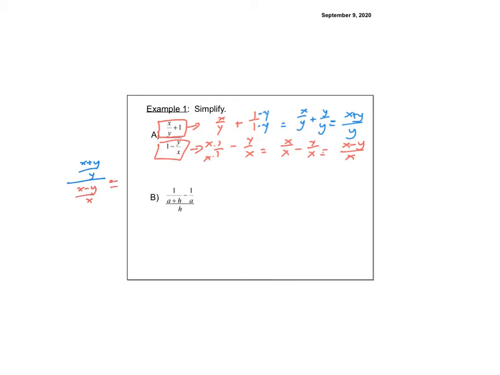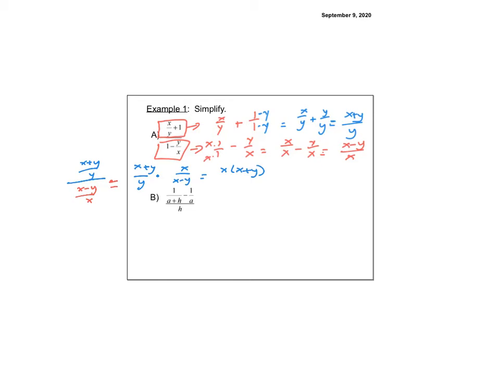Let's change that into a multiplication statement. So our numerator, x plus y over y, stays as is. Our denominator, flip that, and you get x over x minus y. So now we can multiply them together. So I've got x times x plus y.